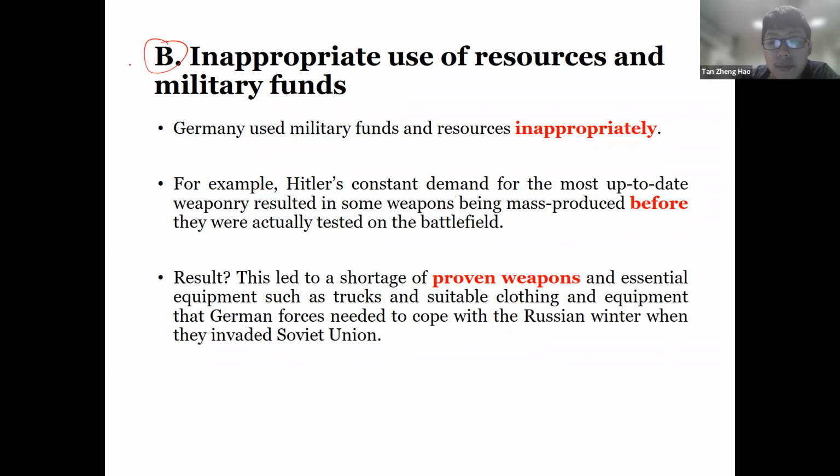For example, Hitler wanted up-to-date weaponry, with some weapons being mass-produced before they were actually tested on the battlefield. So Hitler invented a lot of weapons that he thought were very good, but actually not very practical. Some of the examples, I didn't write it here, but you can think of maybe the V1. There were V1 and V2 rockets.